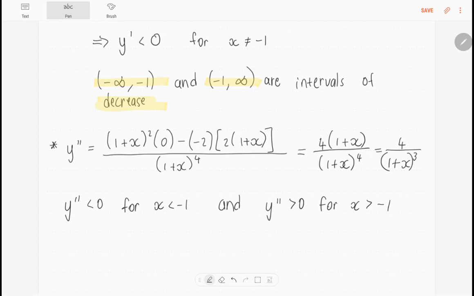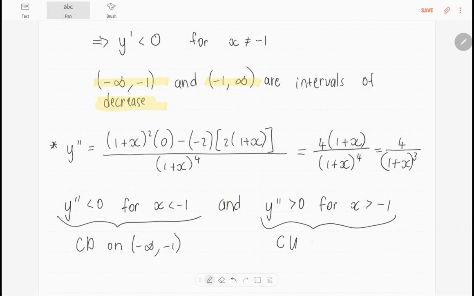This means that the curve is concave down on the interval from negative infinity to minus 1, and the curve is concave up on minus 1 to infinity. So what we're going to do now is we're going to use all of our information that we've worked out, and we are going to sketch our curve.